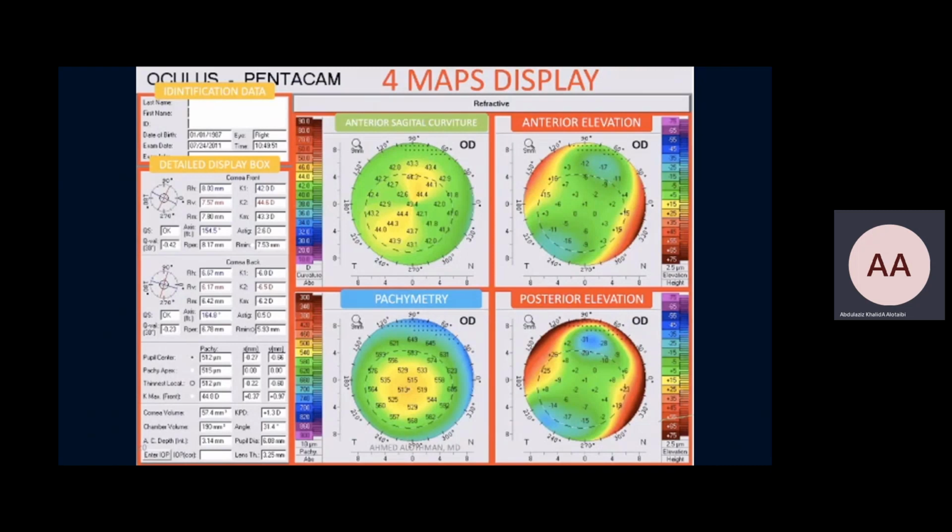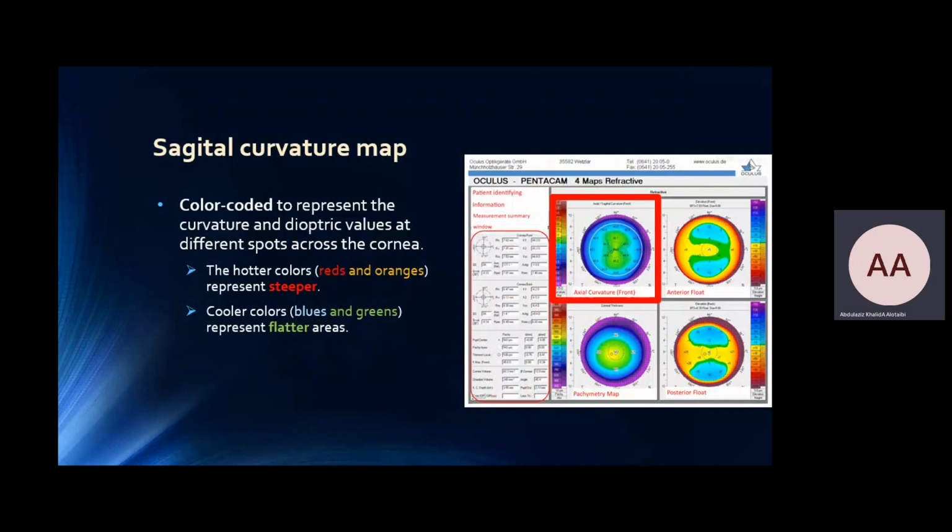Now coming to the four maps, which are the anterior sagittal curvature map, anterior elevation, posterior elevation, and thickness map. The sagittal curvature map is a color-coded map. For every map we discuss, we have two things to look for: the shape and the parameters. The sagittal curvature map represents the curvature and dioptric value of different spots across the cornea. The hotter colors, red and orange, represent steep areas, while cool colors, blue and green, represent flat areas.